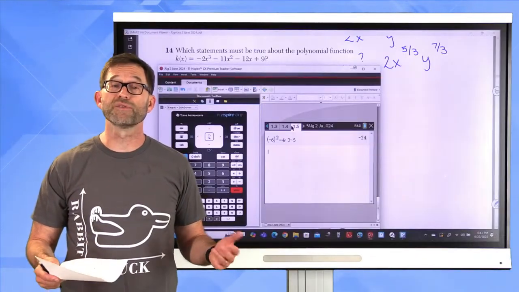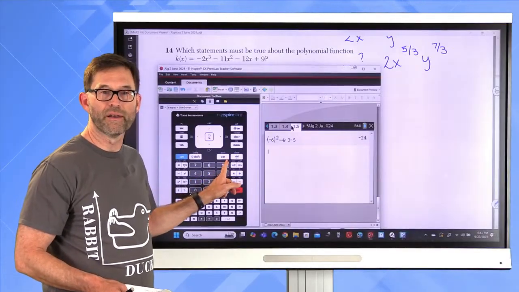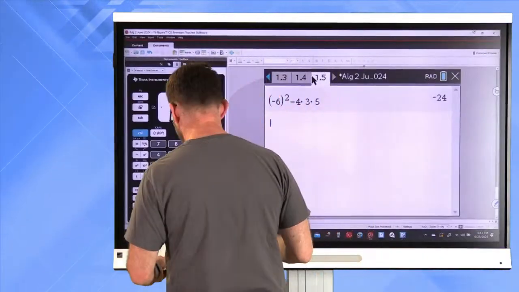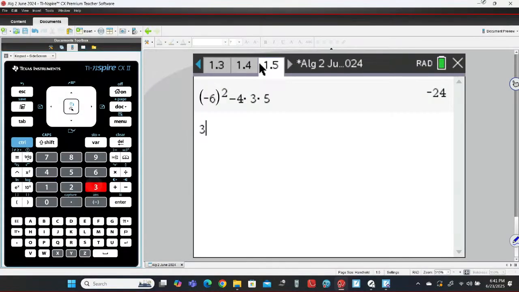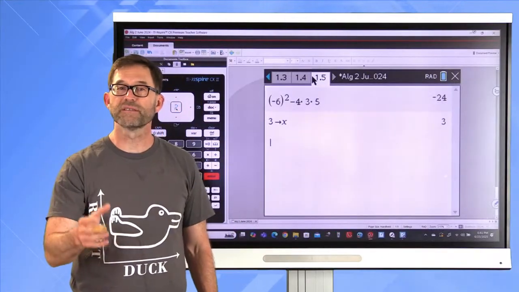I like to use what's called the store function. All right? And store is right above the var button. It's a little bit hard to see, so I'm going to try to make my calculator a little bit bigger. What I'm going to do is take 3 and store it in the variable x. Now, right now, the calculator, at least on this screen, thinks that x is equal to 3.